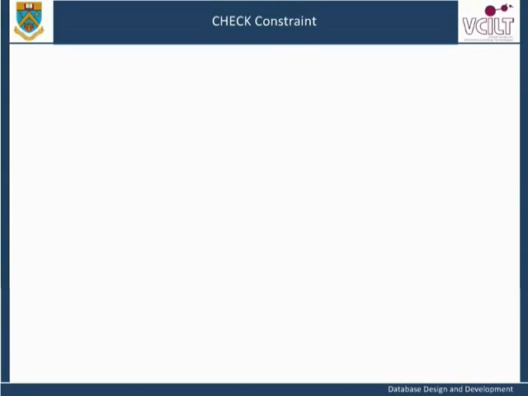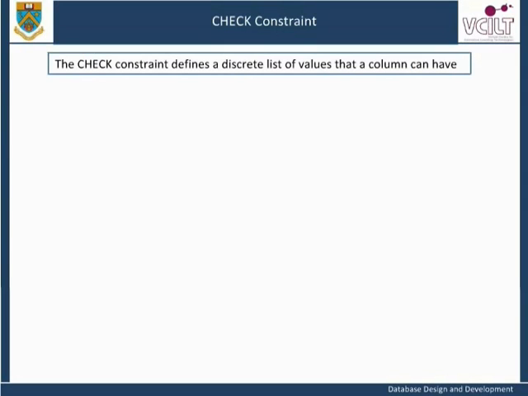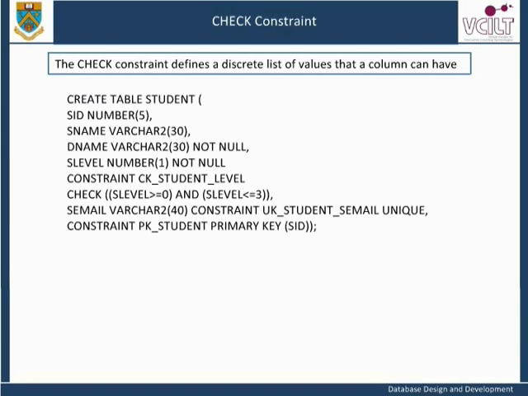Declaration of a basic check constraint. The check constraint defines a discrete list of values that a column can have. This list of values may be literally expressed within the constraint declaration, or may be defined using a mathematical expression. In the student table, for example, a student must be at a level between 0 and 3. To impose such a constraint, the create statement for the student table will be like as shown below.